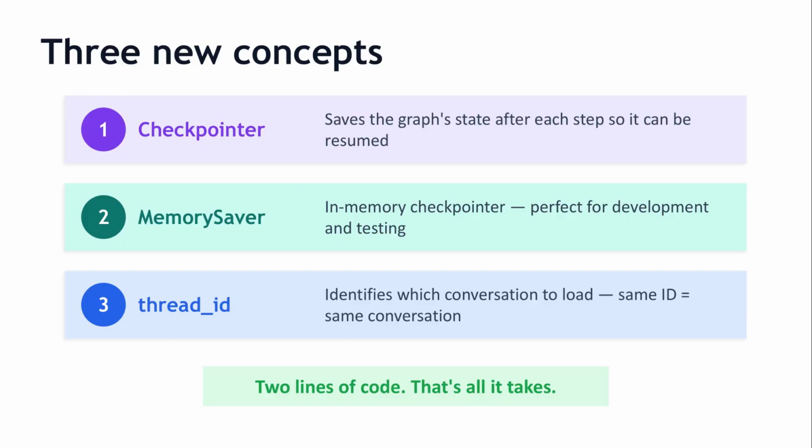This tutorial introduces 3 new concepts. First, a checkpointer. This saves the graph's state after each step so it can be loaded next time. Second, MemorySaver. That's a simple in-memory checkpointer, perfect for development. Third, thread_ID. This tells LangGraph which conversation to load. Same thread_ID means same conversation. Different thread_ID means different conversation. And here's the best part. Adding memory takes just 2 lines of code.